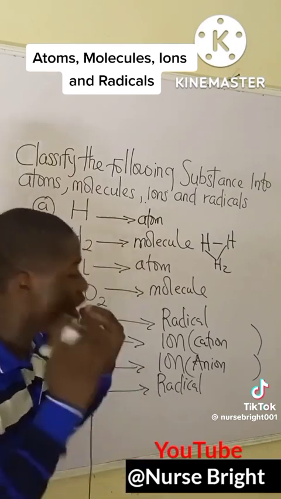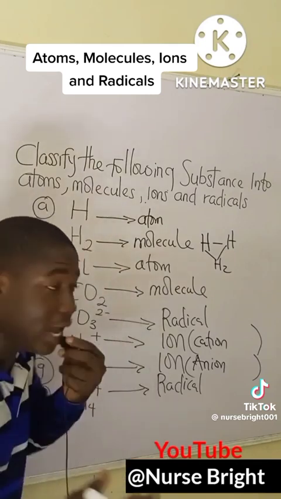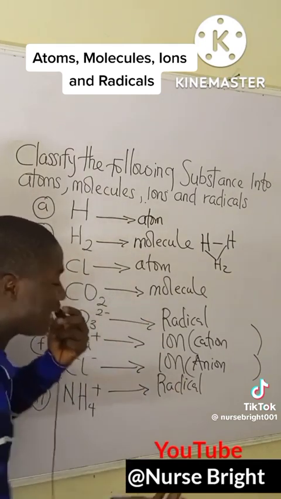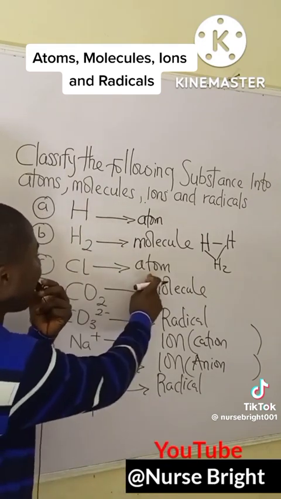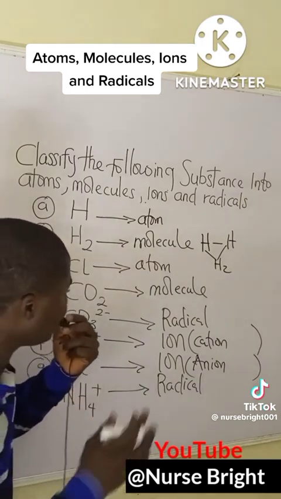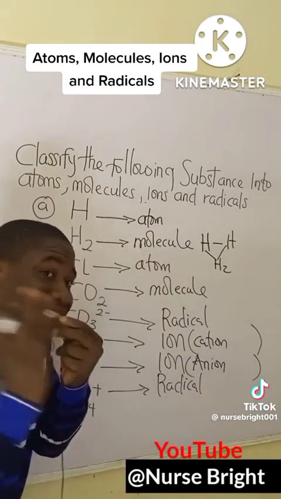Looking at option C is still like option A. It is simply chlorine as an element, and chlorine is standing alone. So what do I call it? Chlorine atom. Now looking at option D, basically it is CO2.